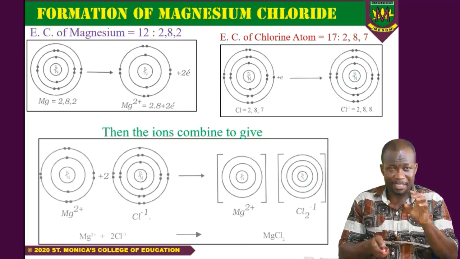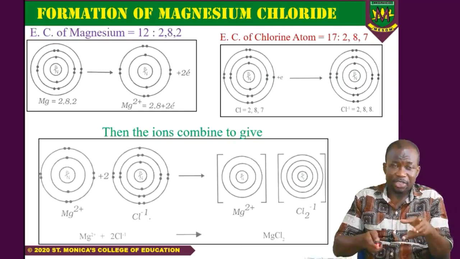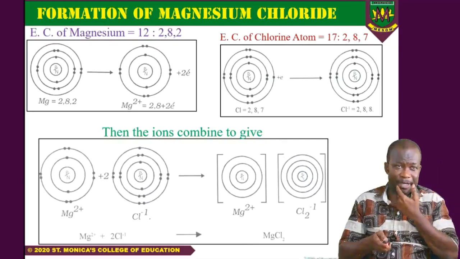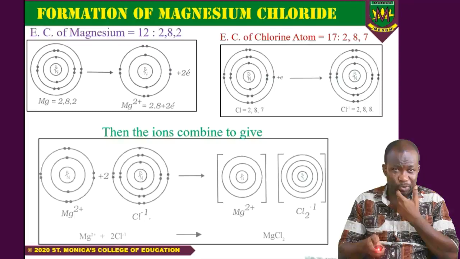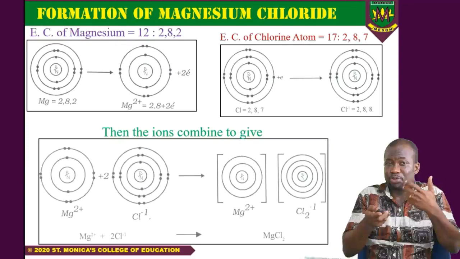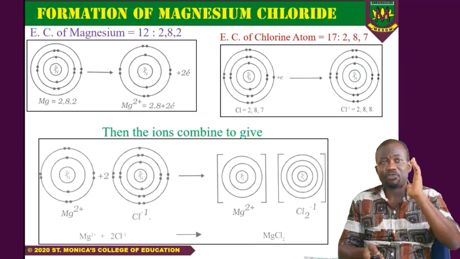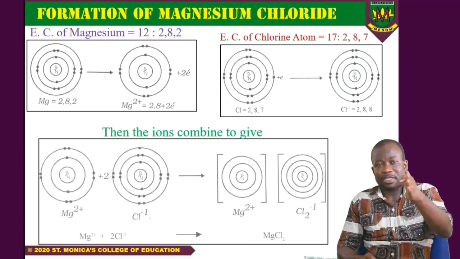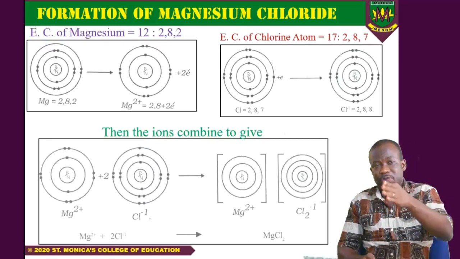Each one has 7 electrons on its last shell, so each of them will pick one electron from the last shell of the magnesium, and that is why the formula is MgCl2. So you realize that if you are drawing aluminium chloride, which I will urge you to try, it follows the same principle, just like the magnesium chloride.